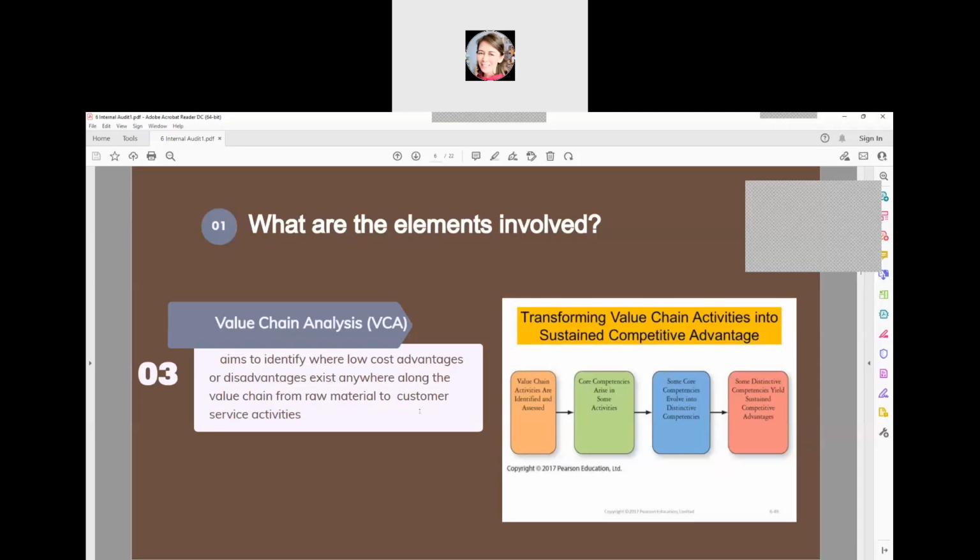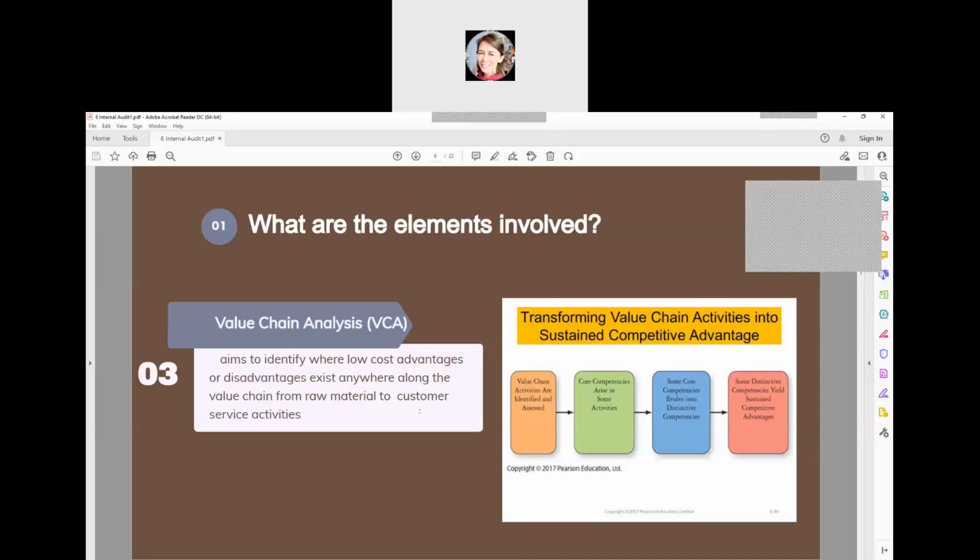Okay, now value chain. It says it aims to identify where low cost advantage or disadvantage exists anywhere along the value chain, from raw material to customer service activities. Just briefly, value chain is a way to identify which of the primary or supportive activities of the organization adds value, and whether it can be capitalized or not. This is value chain.